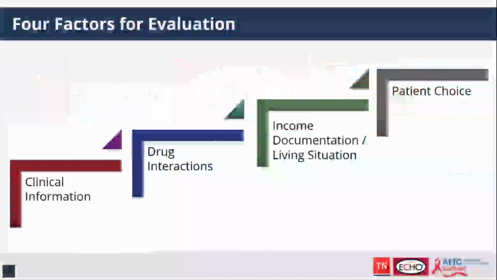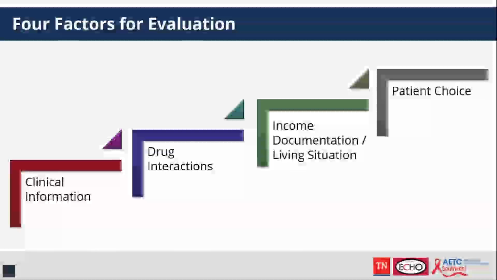Next slide. So the stair step remains the same, except for one step that is a little different. Clinical information, of course, drug interactions, but the third step is not going to be insurance, payer source, or formulary. It's going to be income documentation and living situation, because we want to make sure that the patient is going to be financially eligible to get the medication covered for free from the drug company. So if a patient doesn't have insurance, you want to make sure they bring in income documents.